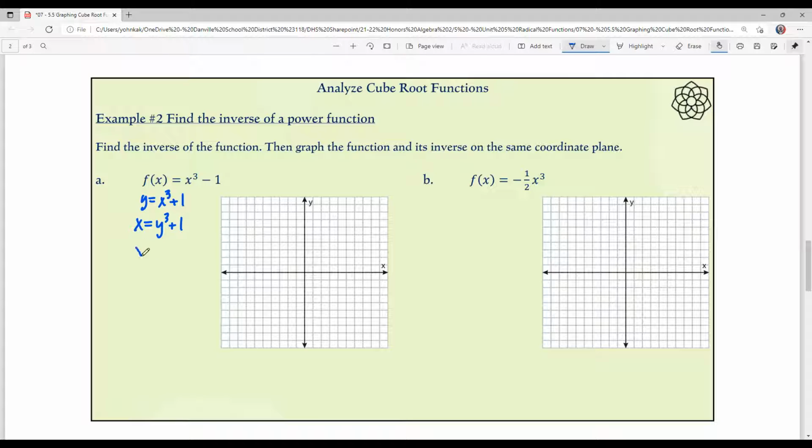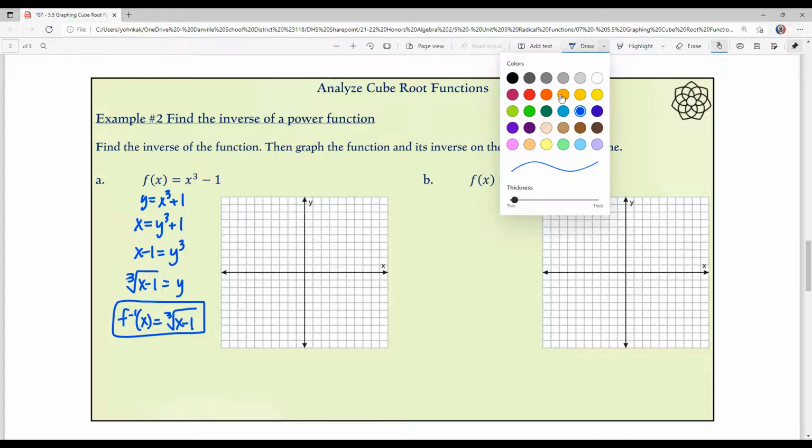Step 3 is to solve for y. So I'm going to subtract 1 on both sides. And then I need to solve for y. So to get rid of the cube, I'm going to cube root both sides. And then finally, I'm going to say that it's an inverse by writing f negative 1 of x is equal to the cube root of x minus 1.